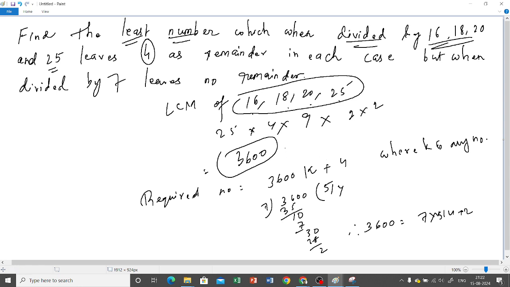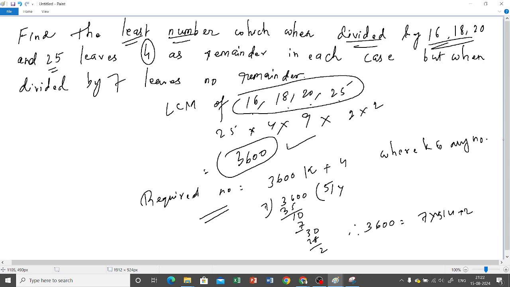We need to find out the least number which, when divided by 16, 18, 20, will leave 4 as the remainder. And when that same number is divided by 7, leaves no remainder. Okay, so what can I write down the required number as? I can write down the required number as 3600.